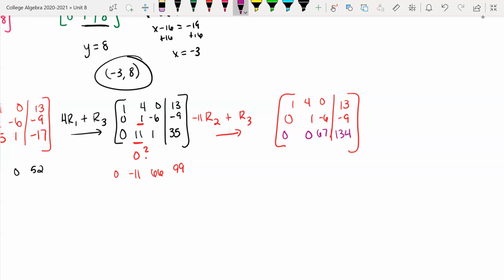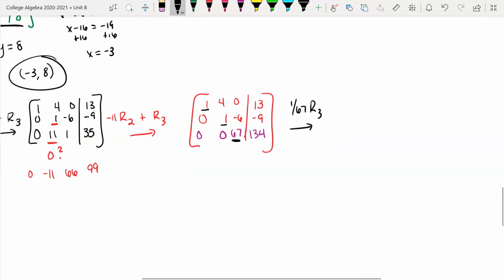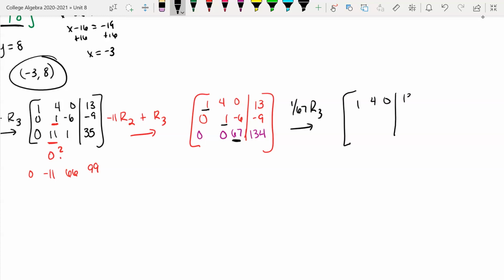Okay? Now, we're almost done. That's a 1, that's a 1. I need this to be a 1. So if you look at it, I'm going to take row 3 and divide it by 67, which is the same as saying 1 over 67 times row 3. Because 67 goes into 134. So the other rows do not change, but row 3 is going to become this. So now I know that z is 2.